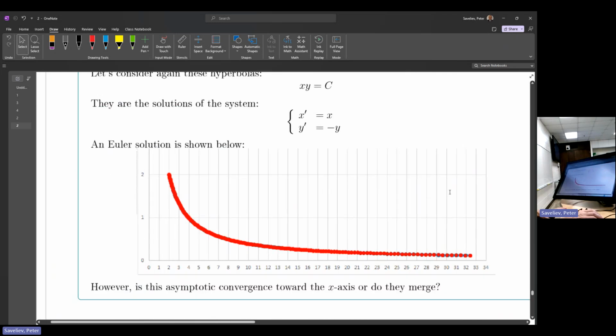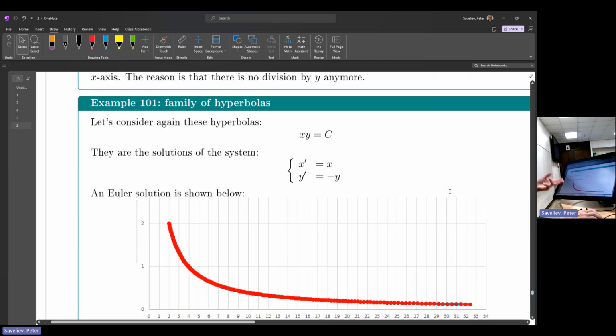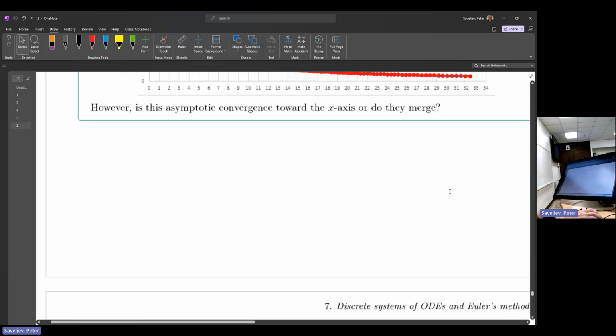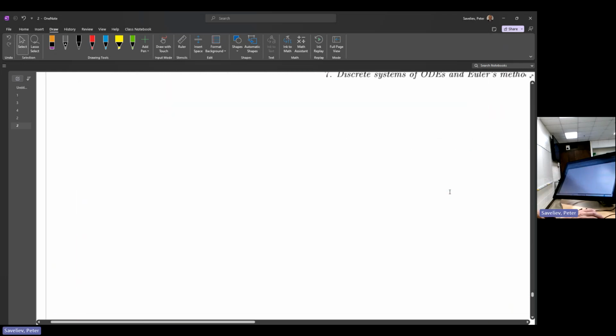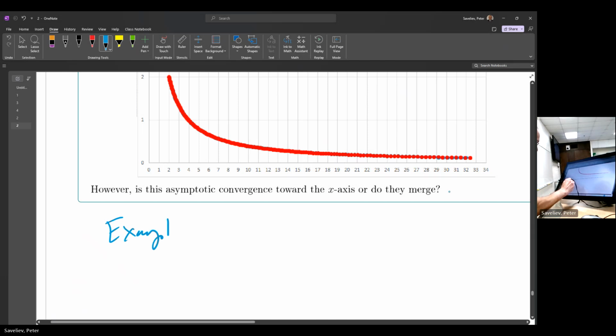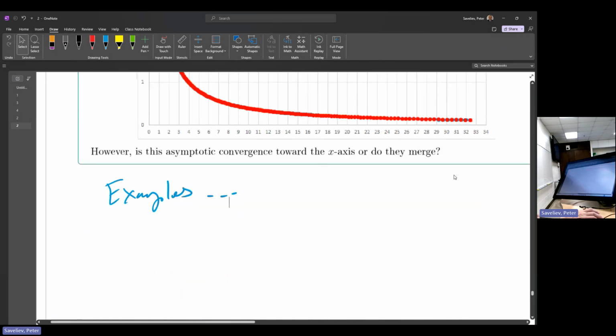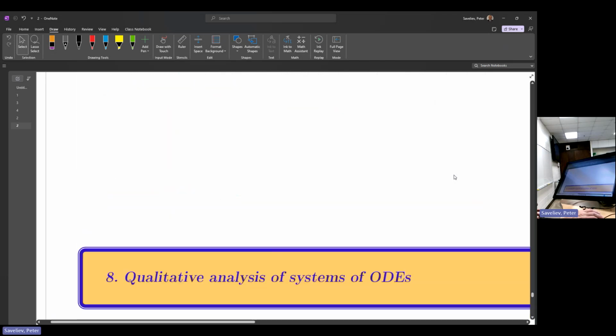Hyperbolas, once again, this is what you might end up with. Remember, this is once again competing populations, and there's a decay producing a hyperbola. You can certainly have more examples, a bunch of them, if you need to. So let's do qualitative analysis.